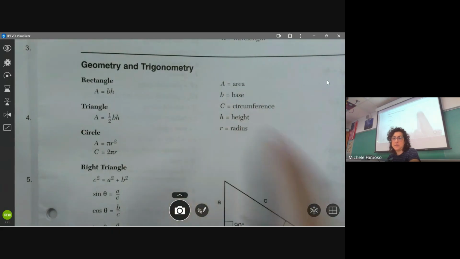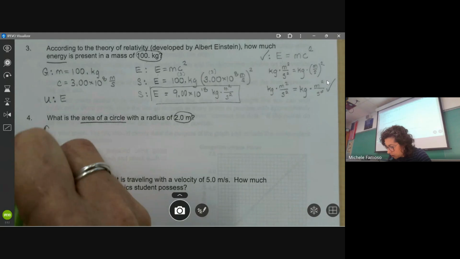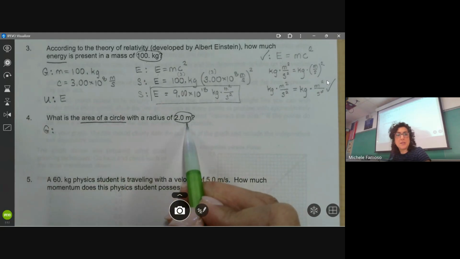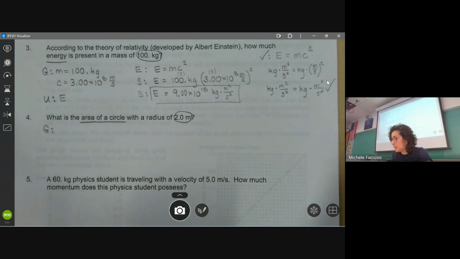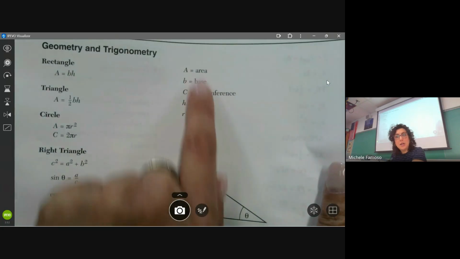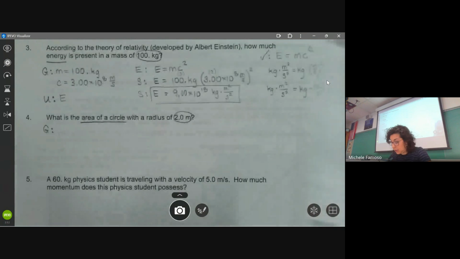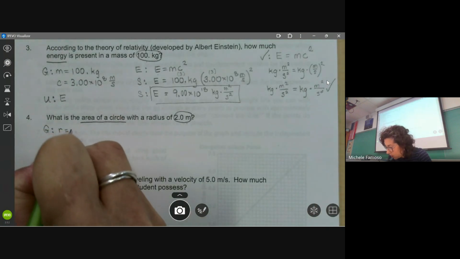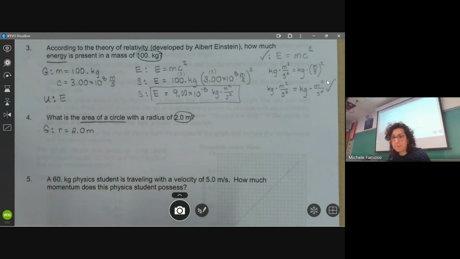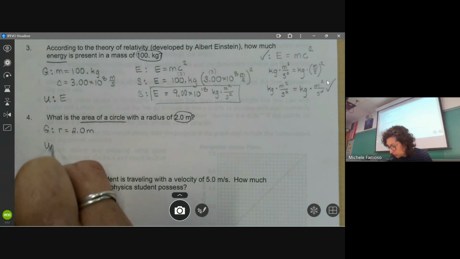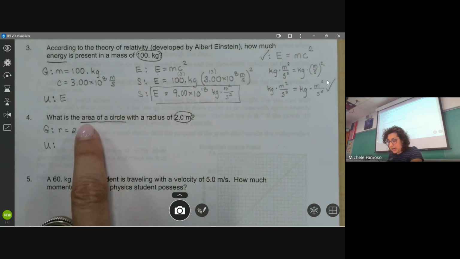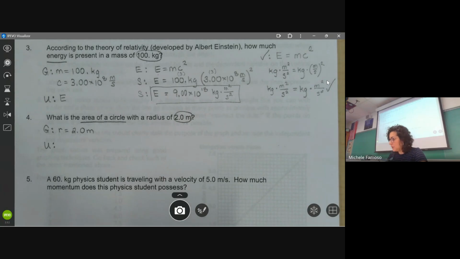And over here are the list of variables. So let's start off with our givens. This 2.0 m, Jackson, is a measurement of the what? Yeah, the radius. So when I look at the list of variables here, what letter are we going to use for that? R, little r. Lowercase r is 2.0 m. All right, now we have to go to our unknown. I need a variable letter for the area of a circle.